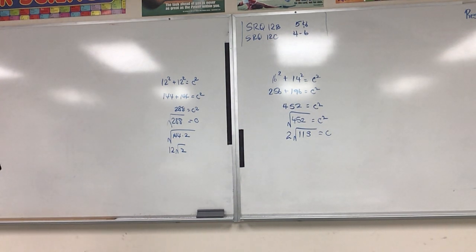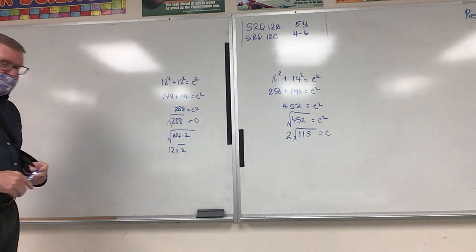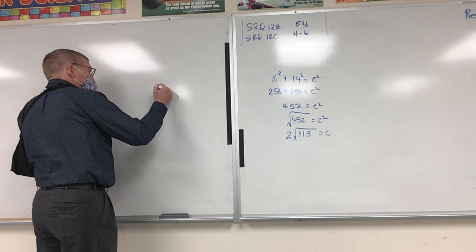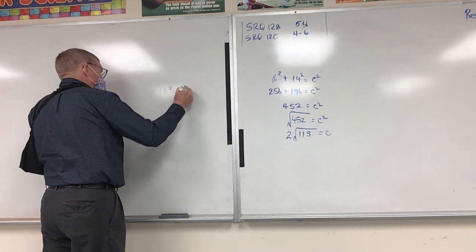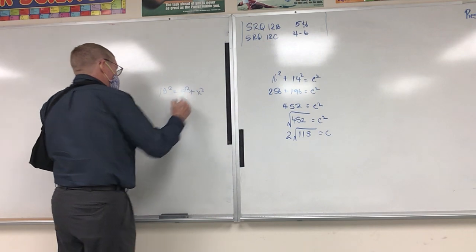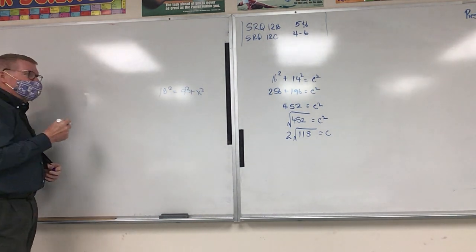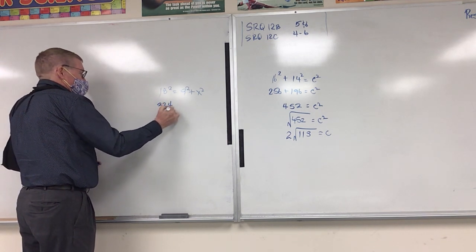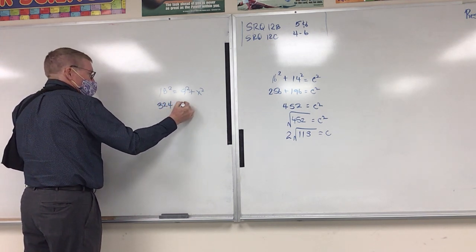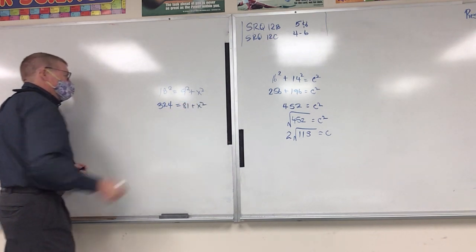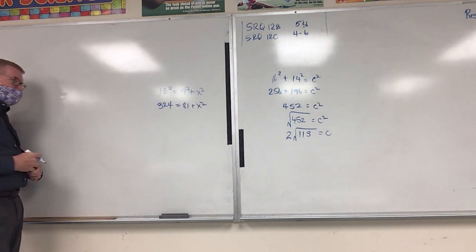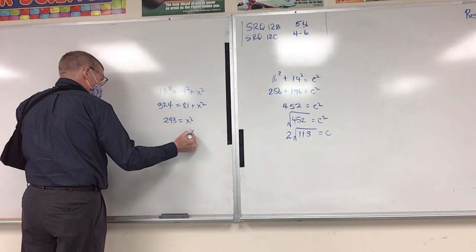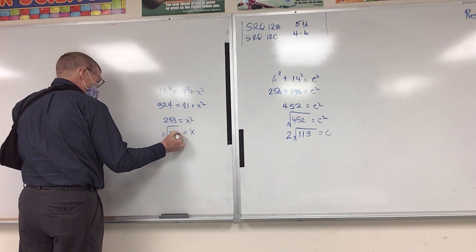All right, number 8. How are we going to set this one up? 18 squared equals 9 squared plus x squared. 18 squared is 324. Hey, that was pretty good. Subtract 81 from 324. 243. Wow, you did that pretty good.